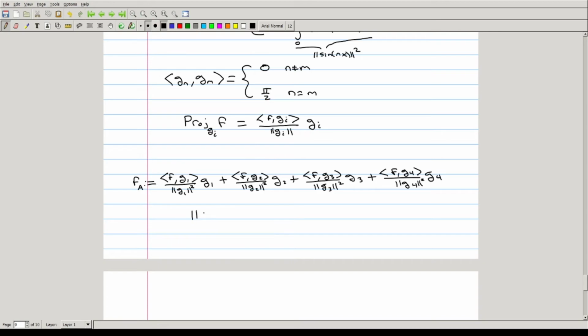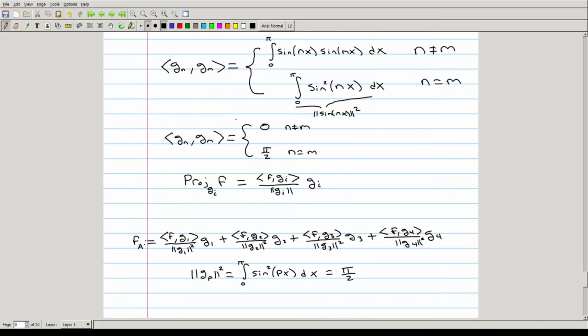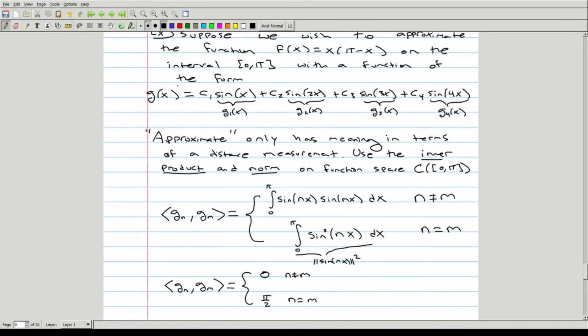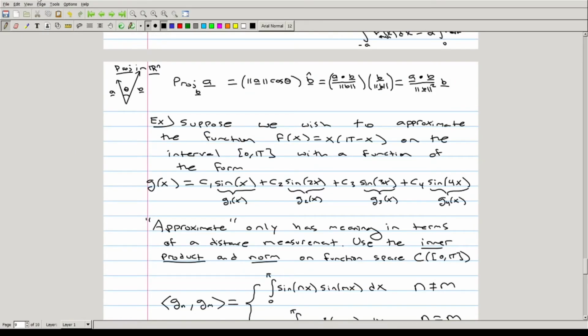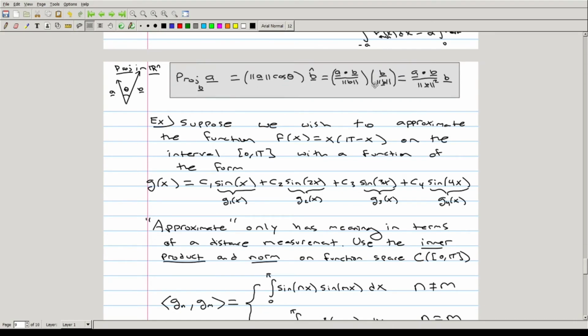So for instance, for each one of these, the norm of Gp squared is just the integral from 0 to pi of sine of px dx squared, which is relatively easy to show as pi over 2. And furthermore, let me make some space here so you have a little bit more room on this page.